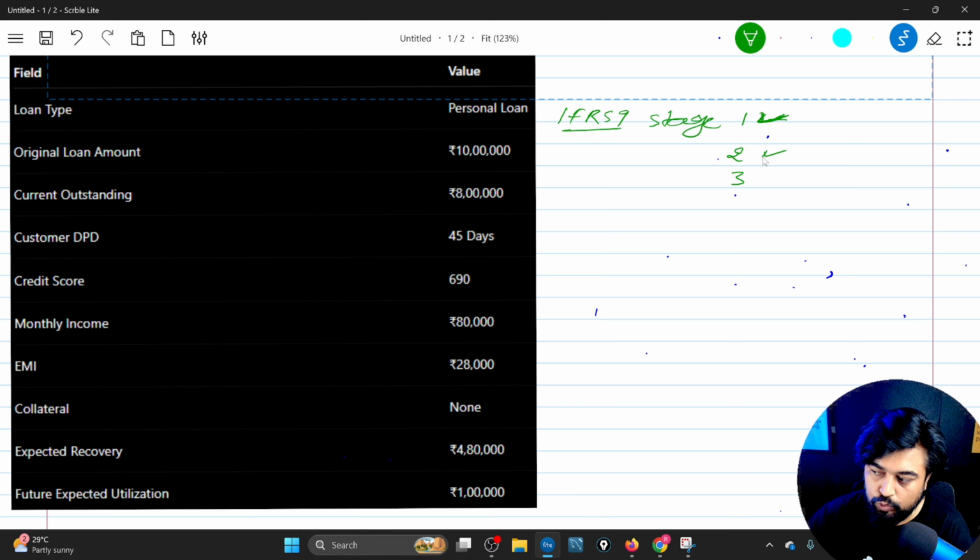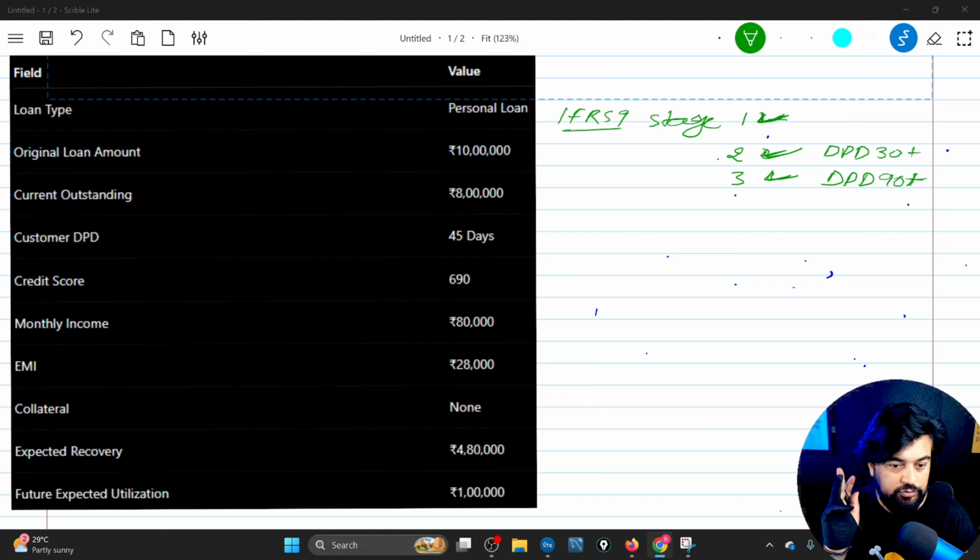Then stage 2, only those customers will move to stage 2 which have a significant increase in the risk. Let's say they went to DPD 30. They have missed 1 or maximum 2 EMI, but they have not defaulted. And stage 3 is only for those customers who have defaulted, which are like DPD 90 plus. So that is a standard definition in most of the banks, that if a customer is not paying 3 consecutive EMI, that customer is considered as a default customer.